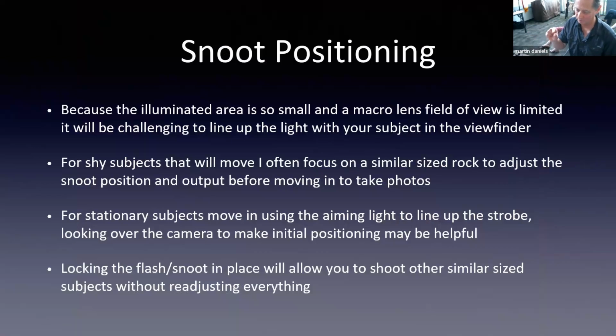The area that the strobe, the snoot, is illuminating is very, very small. So it's challenging to find your subject in the viewfinder with the light on it. Usually if I see someone take a picture of something, or the guide just pointed out something and it's shy, I'll go to a rock and get however close I think I'm going to get to that subject, focus on that, and put the snoot right there at that position. So when I actually get to the subject, I'm ready to roll. I'm not having to go up to the subject and fiddle around with everything for a minute to get it situated.